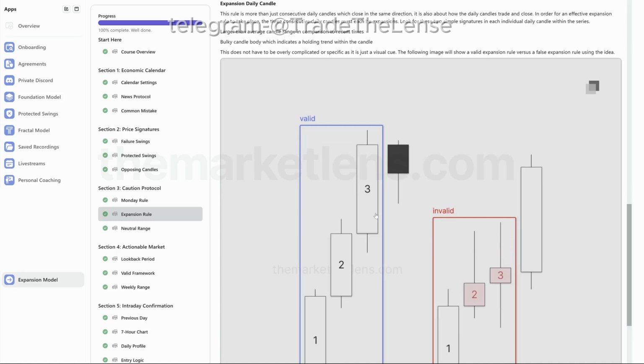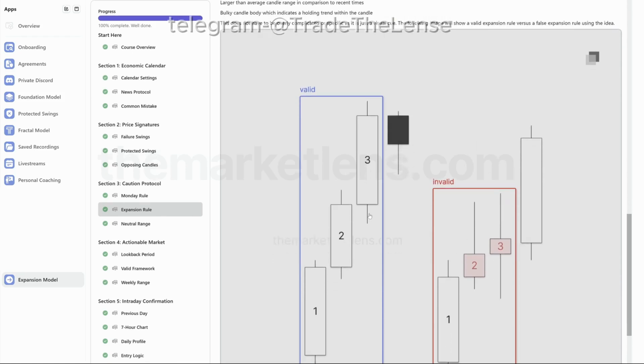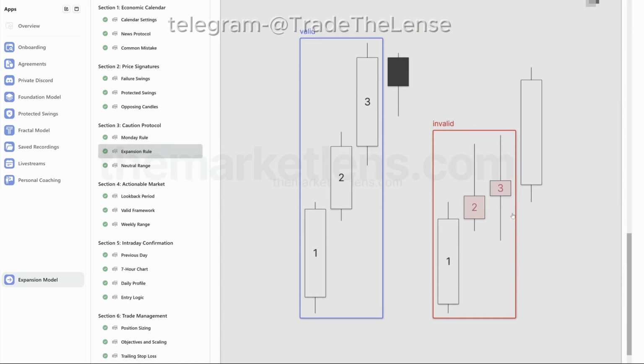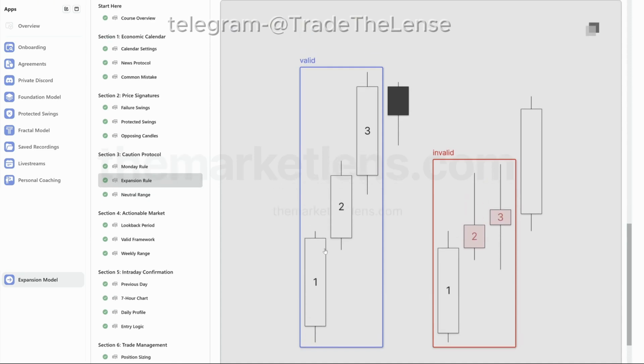An expansion day is going to open near the low, close near the high on a bullish day. It's going to open near the high and close near the low on a bearish day. It's going to be on average larger than most candles around it at that time. Something like this. These are obviously expansion days. But when you look to the right, sure, we have 3 up close days in a row, but these are not considered expansion days. If you look at the candle body, the bulky candle body matters because that shows the trend is holding throughout that candle. And that is what is a characteristic of expansion. So when you see something like this, this is not a valid expansion rule on this day here.